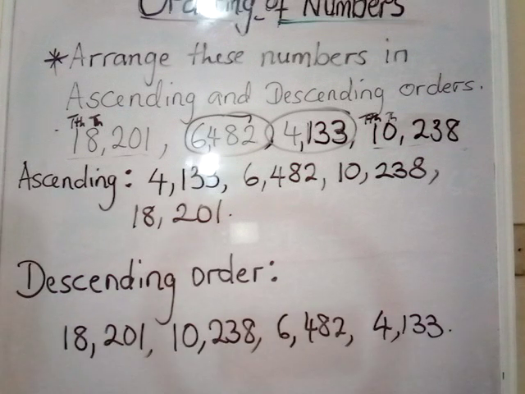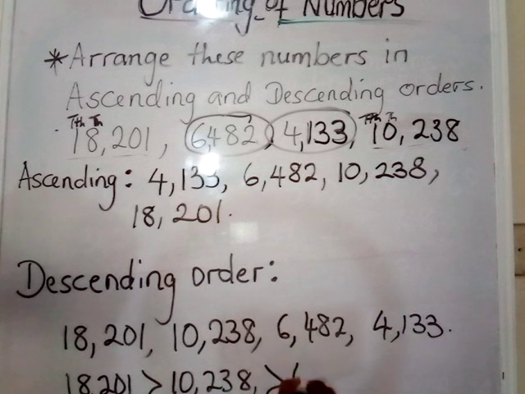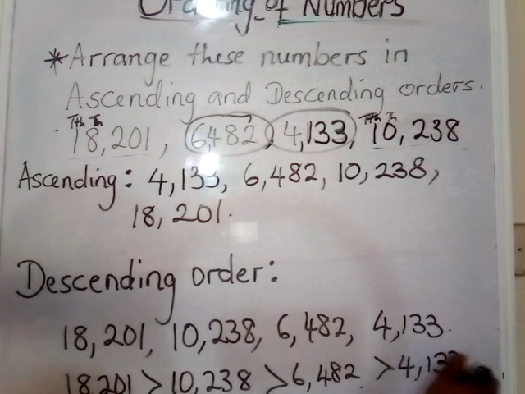Remember, we just used commas to separate them. I told you, you can use the symbols of greater than and less than to also show your separation. So it's your choice which you want to use. So it can look like this. 18,201 is larger than 10,238. This is larger than 6,482, and this is larger than, we are not using comma again, larger than 4,133. We see that, right?